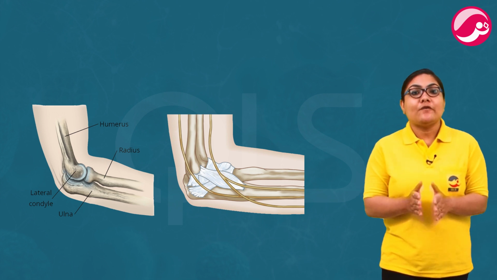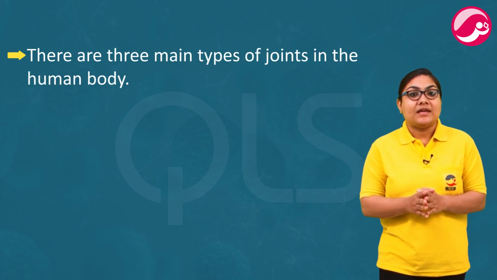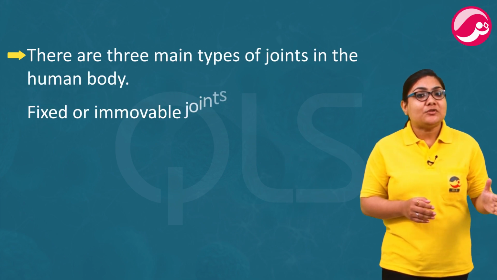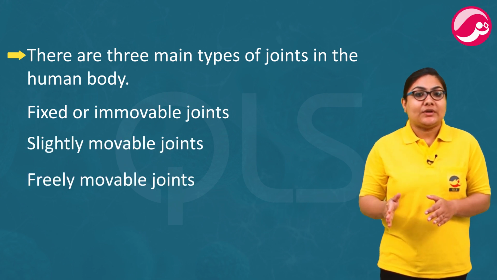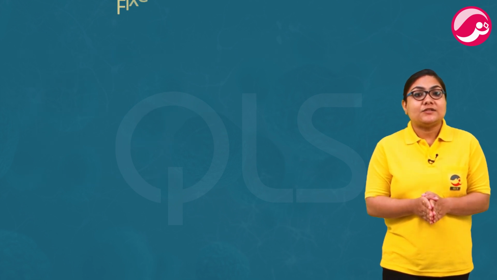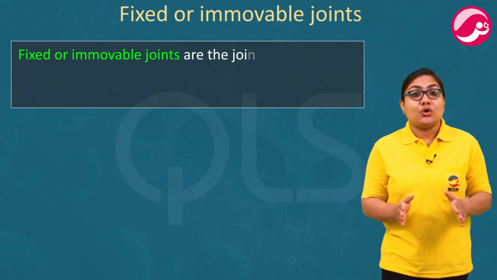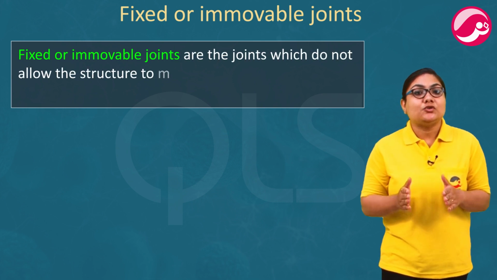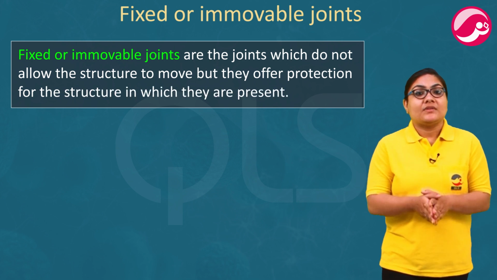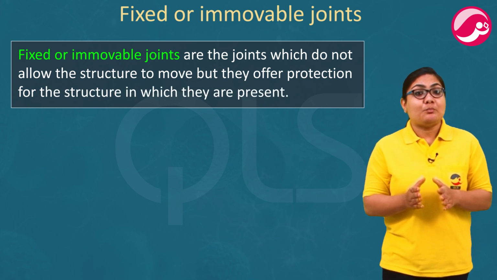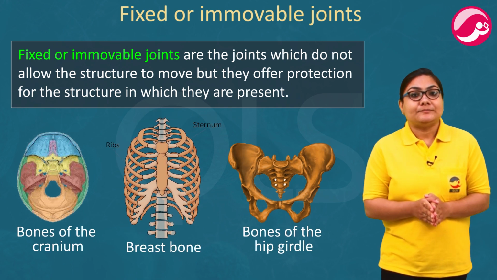There are a number of joints present in our body. There are three main types of joints in the human body. They include fixed or immovable joints, slightly movable joints, freely movable joints. Now first, let's look at fixed or immovable joints. Fixed or immovable joints are the joints which do not allow the structure to move, but they offer protection for the structure in which they are present. Examples are the sutures between the bones of the cranium, ribs in the breastbone, bones of the hip girdle.